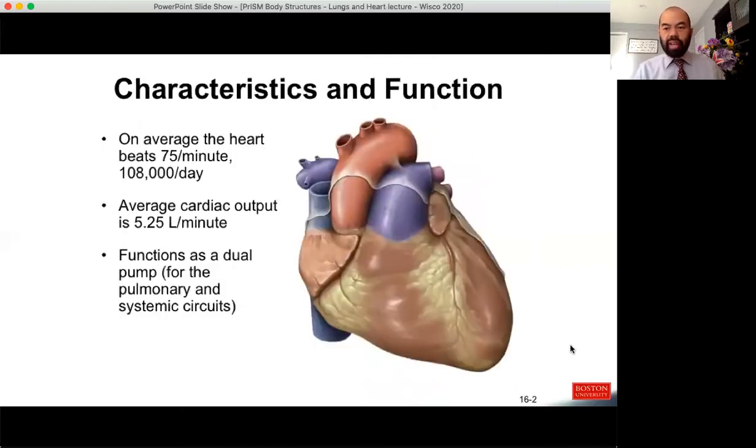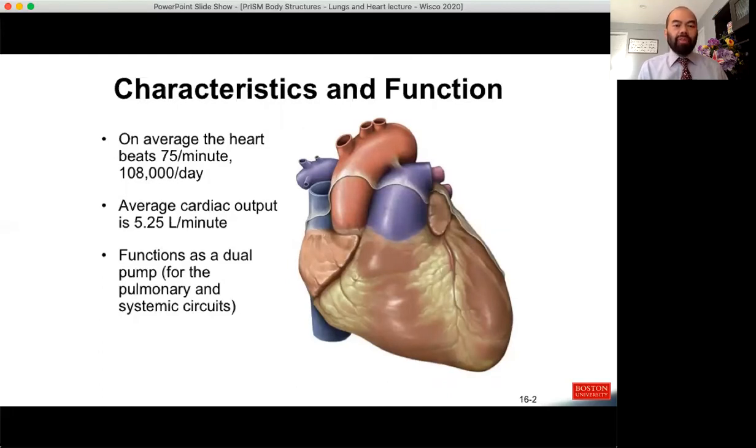Just for a little trivia, on average, your heart beats 75 times a minute, which is 108,000 times per day. And the average cardiac output is 5.25 liters per minute. This guy is working really hard.